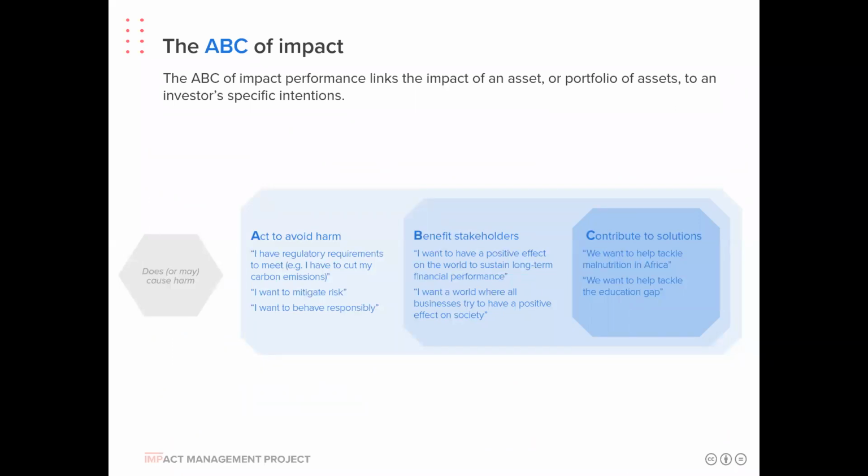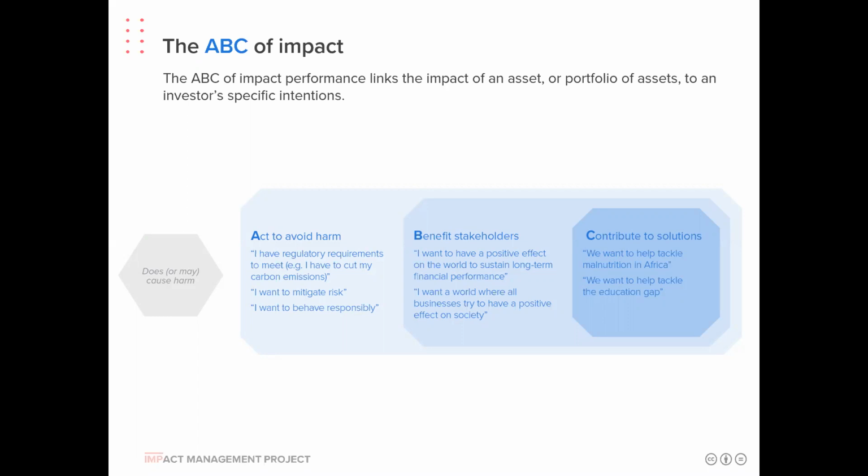So those are some of the building blocks. In the consensus building process, we also heard how investors and enterprises are using these building blocks to aggregate up to broader categories of impact. And that's what we have on this slide. So we have acts to avoid harm, benefit stakeholders and contribute to solutions. And you can think of these as being either intentions or goals that an investor or an enterprise might have, or you could think of these as ways of describing their performance, right?